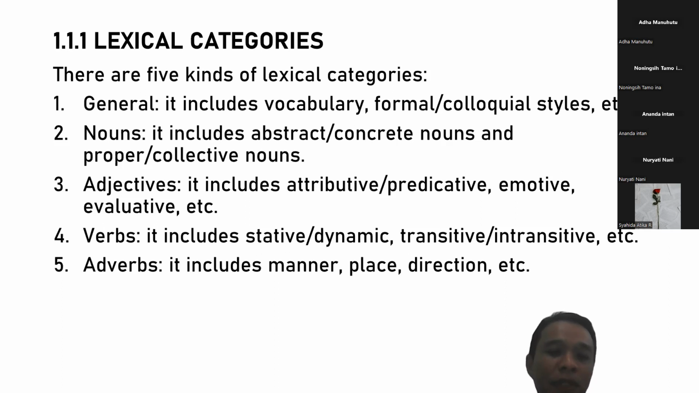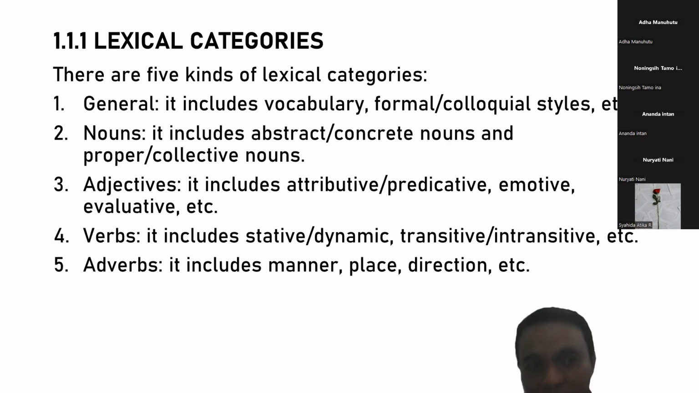Okay, and then verbs. It includes static, dynamic, transitive, intransitive. Static, dynamic verb. For example, dynamic, go. Static, stay. Transitive, without or with object. Transitive requires object. Intransitive cannot have an object.